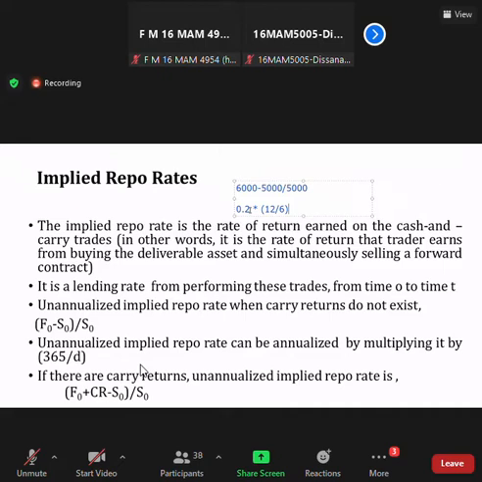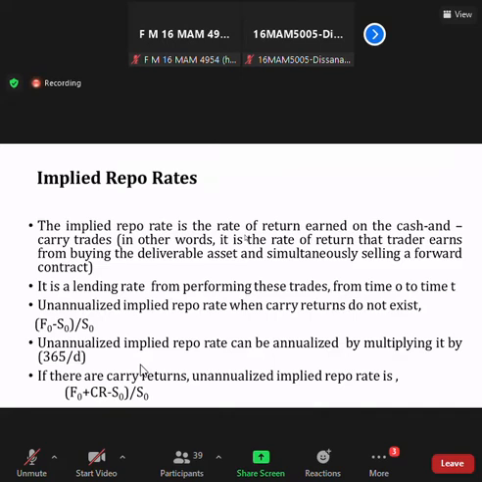The implied repo rate for 1 year: divide that by 6, multiply that by 12. For 6 months, 0.2. For 12 months, how much? Right, I hope it is clear. So this is nothing new. It is the same way we calculate the rate of return of something.